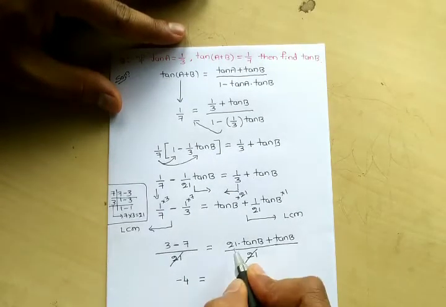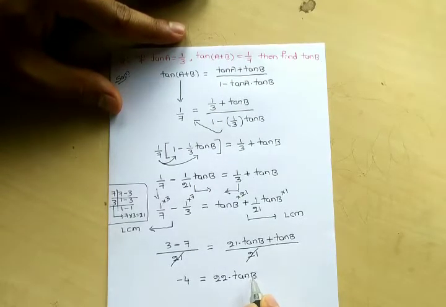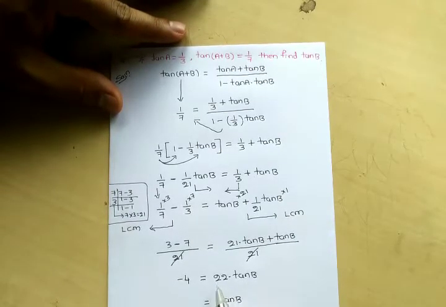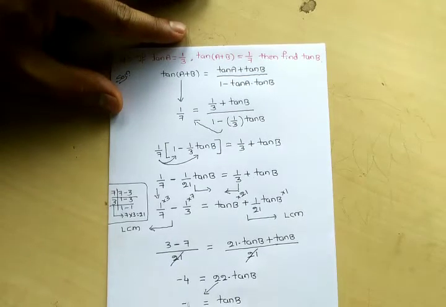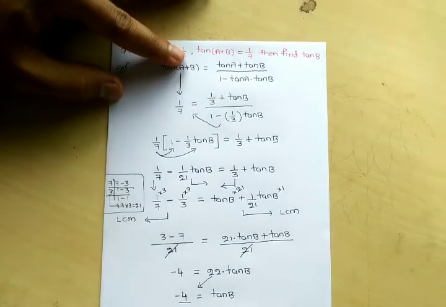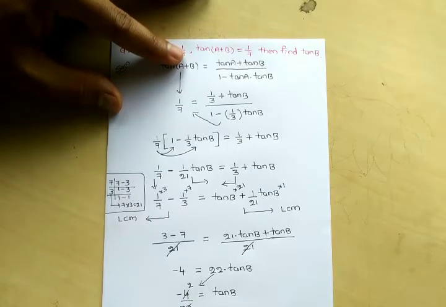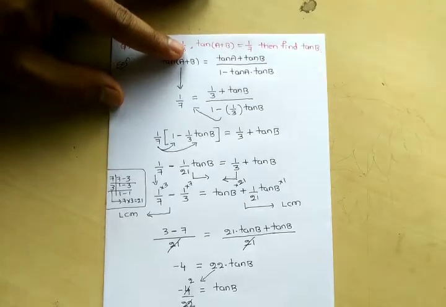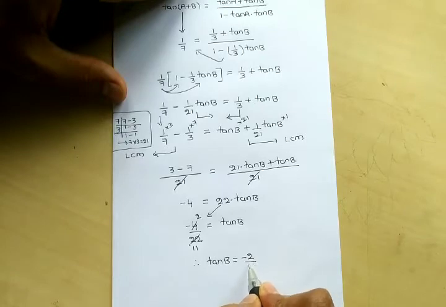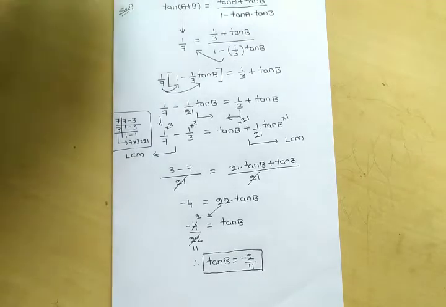Is equal to 21 plus 1 is 22 times tan b. Correct. So finally, which value do you want here? Tan b. So because of multiplication, 22 will come in the denominator. So minus 4 divided by 22. So this is the final answer. Otherwise you can cancel 2 by 11. Correct. Therefore finally, what is the value of tan b here? Minus 2 divided by 11. So this is the value of tan b.